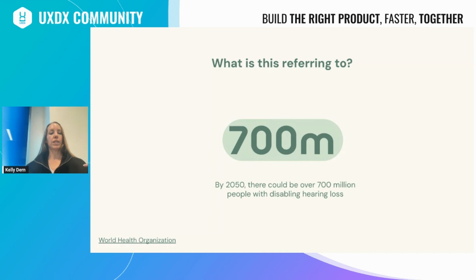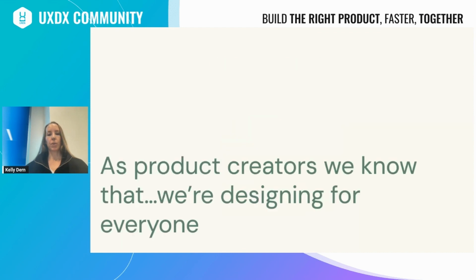By 2050, there could be over 700 million people with disabling hearing loss. So what these numbers are showing is that there are actually large parts of the population who have all kinds of abilities, which we refer to as disability. And instead of the minority, they might be a large group of your users, or even potentially the majority of your users in your product creation process.